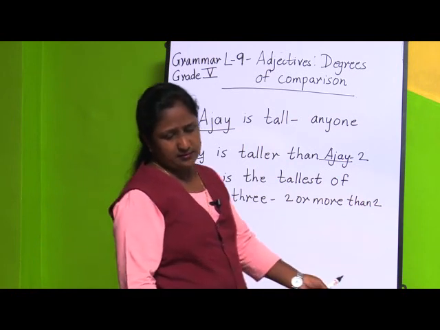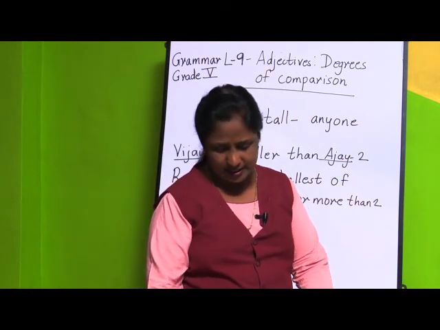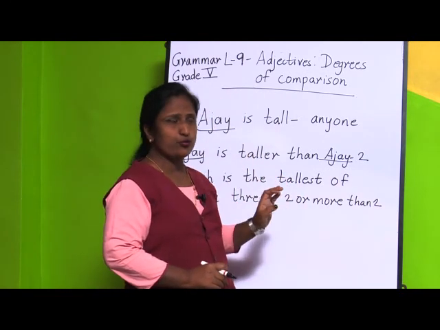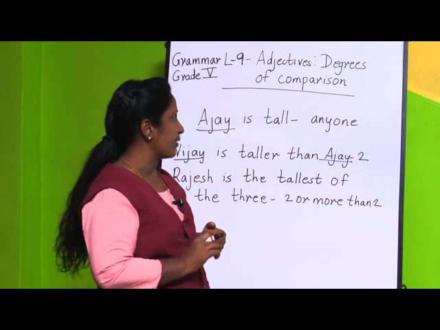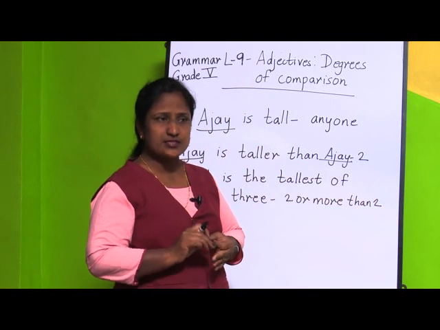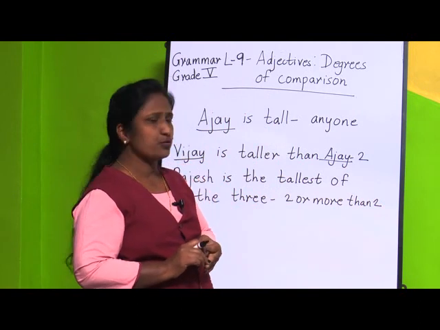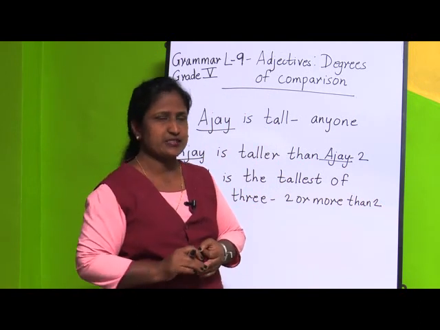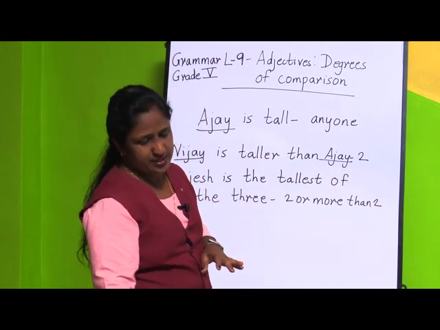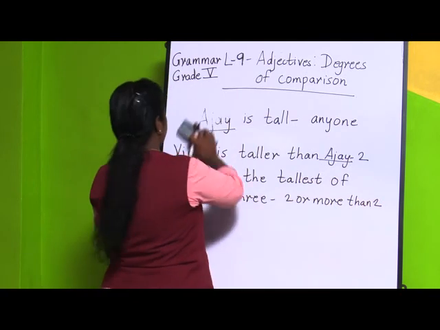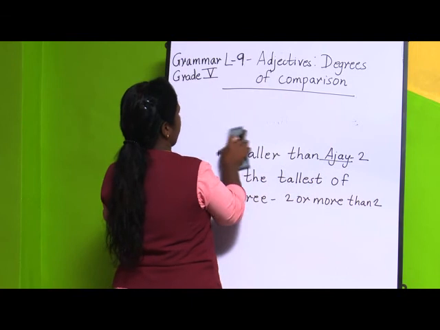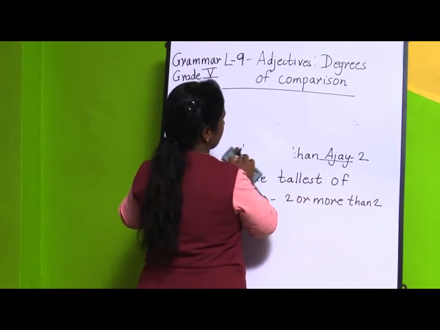So what is degrees of comparison? Only adjectives of quality can have degrees of comparisons. And I told you, we are not going to consider adjectives of number, adjectives of quantity or interrogative adjective, possessive adjective, nor we are going to take any demonstrative adjective. Only adjectives of quality we are going to use, and there are 3 degrees of comparison. So how many degrees of comparisons we have? We have only 3 degrees of comparison.